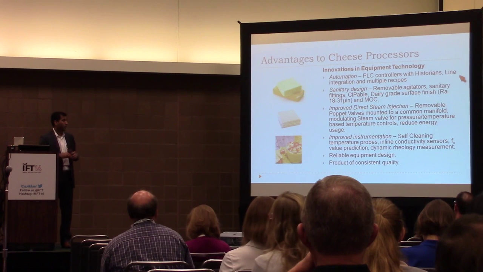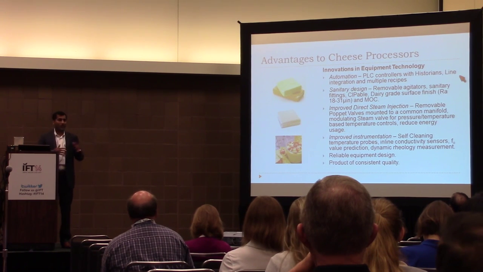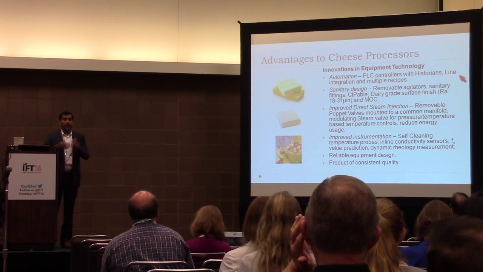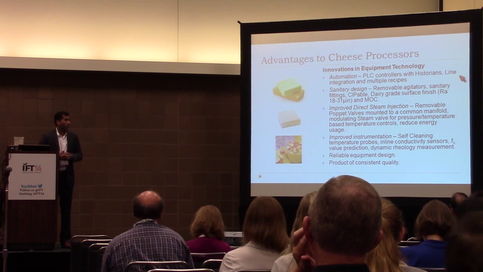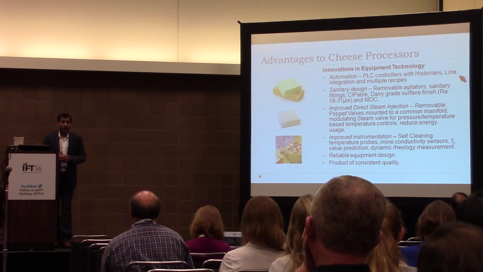And poppet valves mounted to a common manifold are typically present on these cheese cookers. But what controls them is a modulating steam control with a PID loop. And those things are really important for how you can have a pressure, temperature-based control for your product. And that also helps in reducing the energy usage.